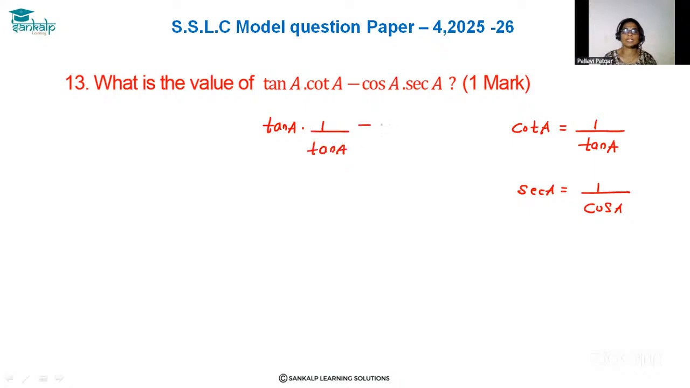minus cos A, secant A is reciprocal of cos A. So tan A cancels, cos A cancels, 1 minus 1. So this is equal to 0. Okay, so this is the value of tan A into cot A minus cos A into secant A. Thank you.